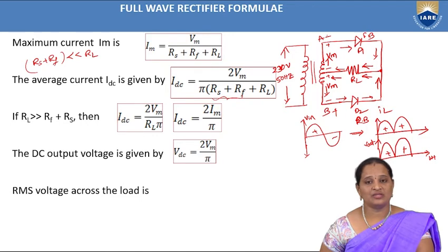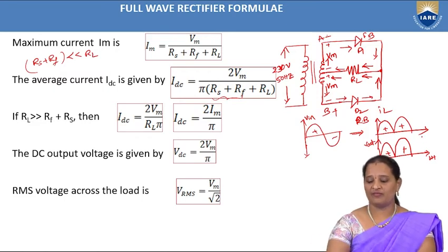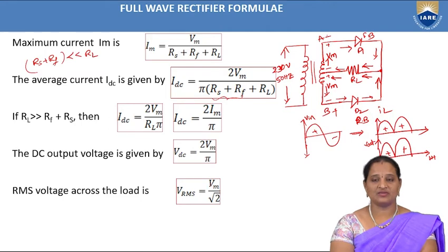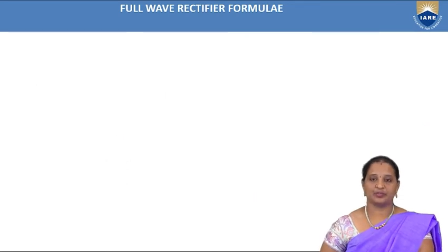And the RMS voltage across the load is calculated by taking the root mean square value of the waveform which we have got here. So that is given by Vm by root 2. Similarly, the RMS current through the load resistor is given by Im by root 2.